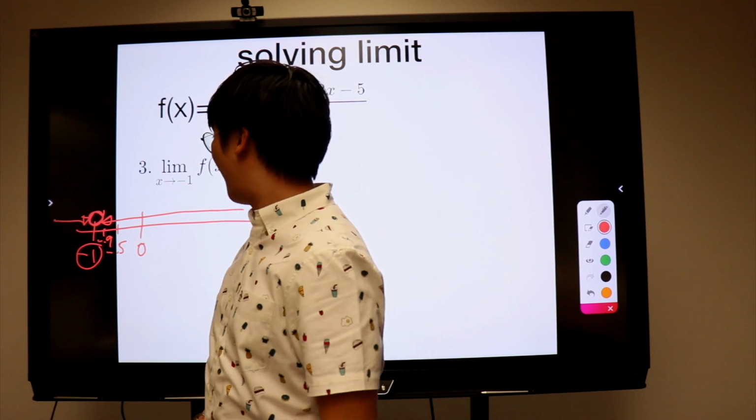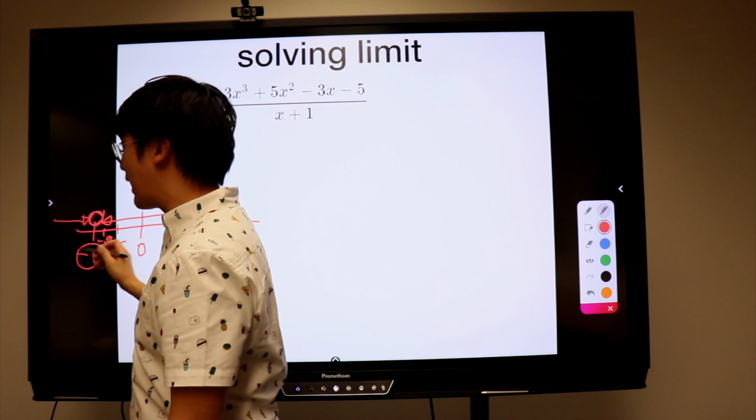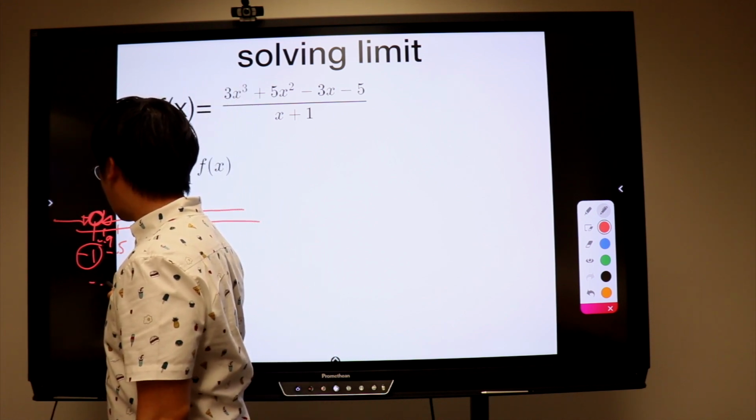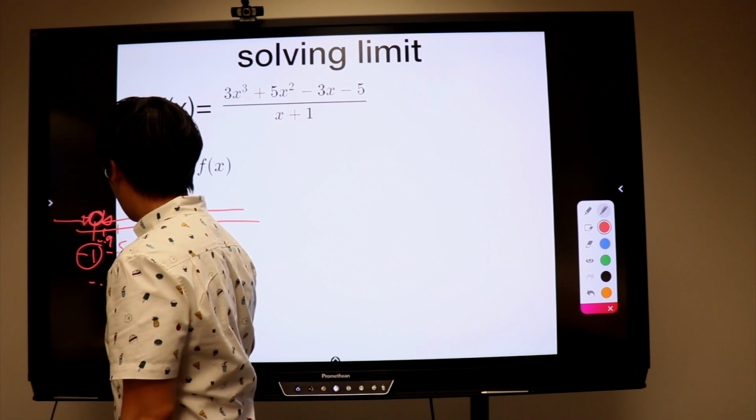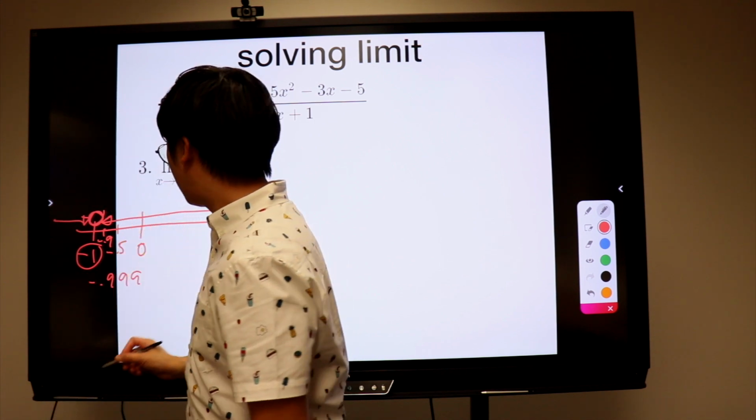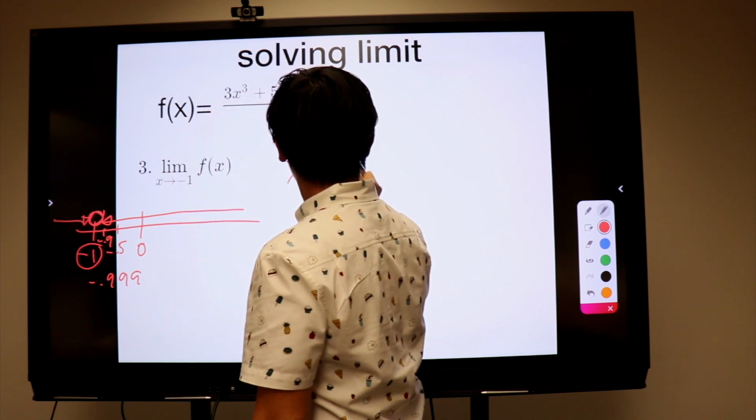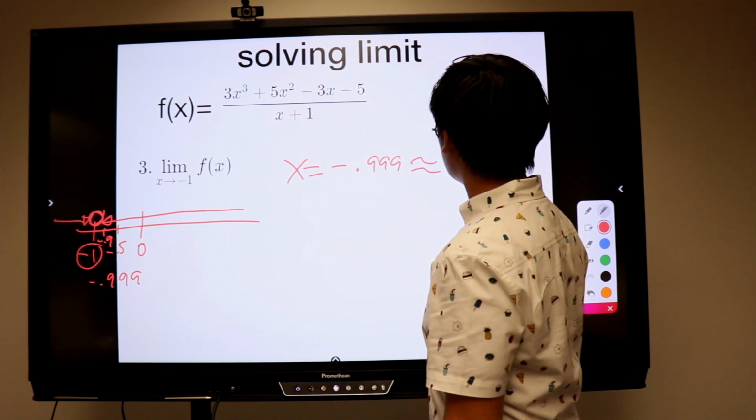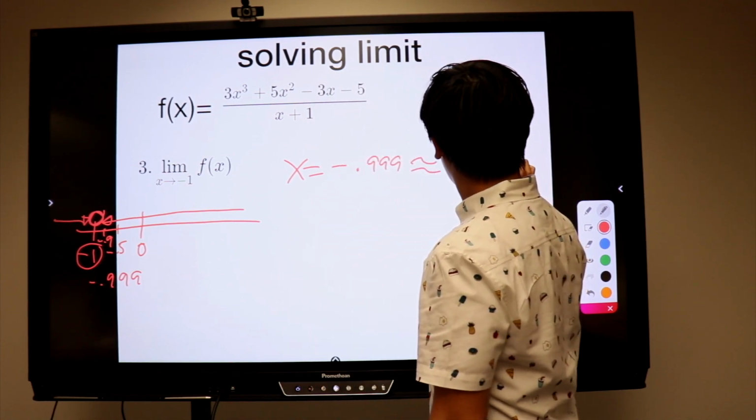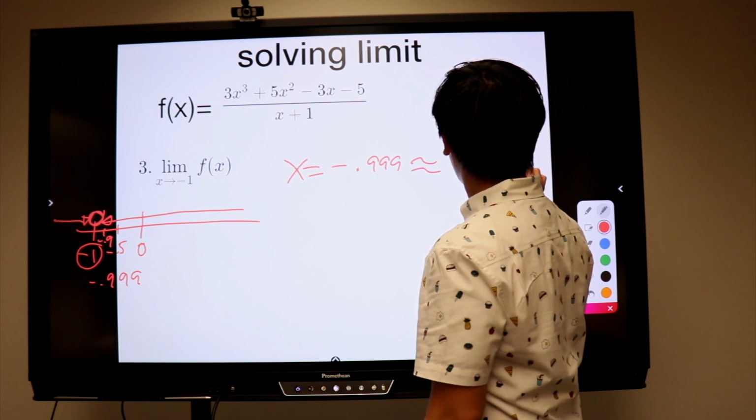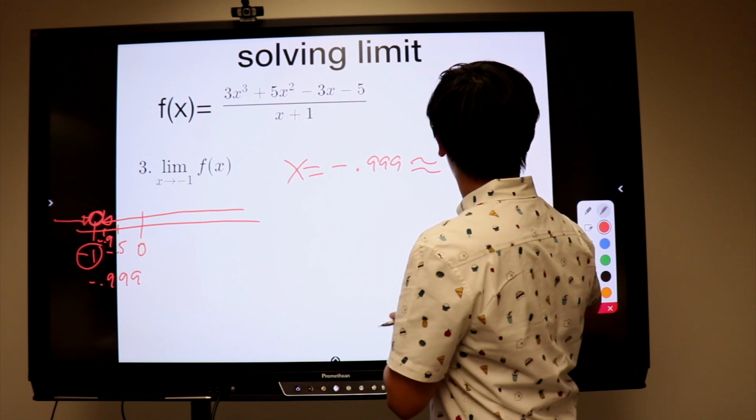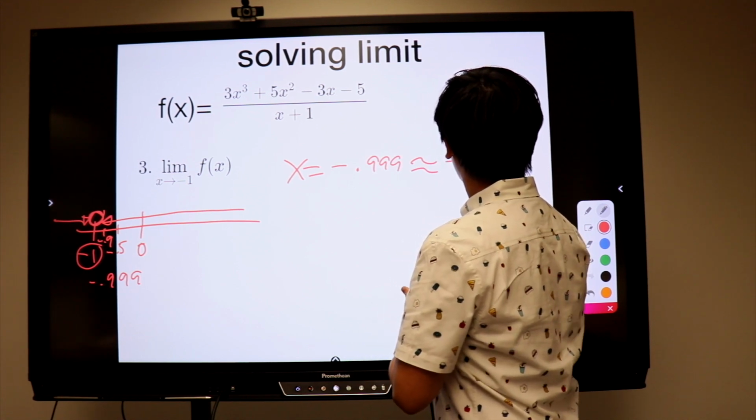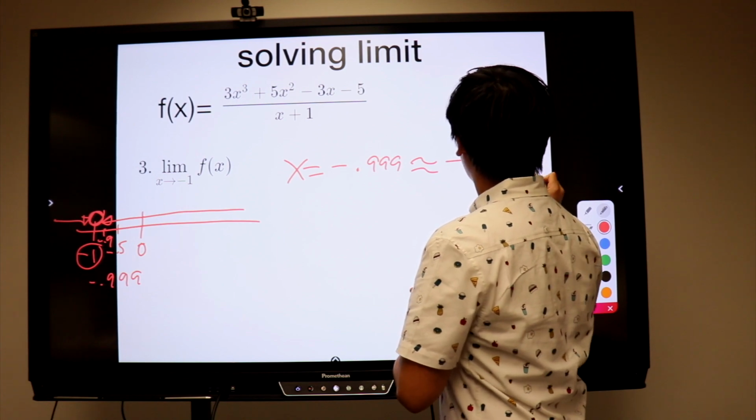Is it the same value or a different value now? A different value. Now move a little bit closer. Can we do that in your calculator? What value would that be? Negative 0.999. Let's do 3 nines. What does it give you? It's approximately negative 4.004.